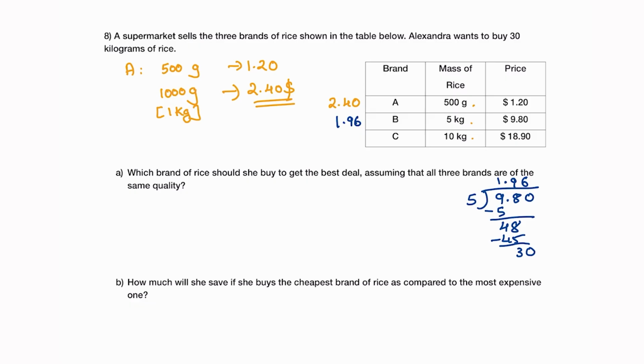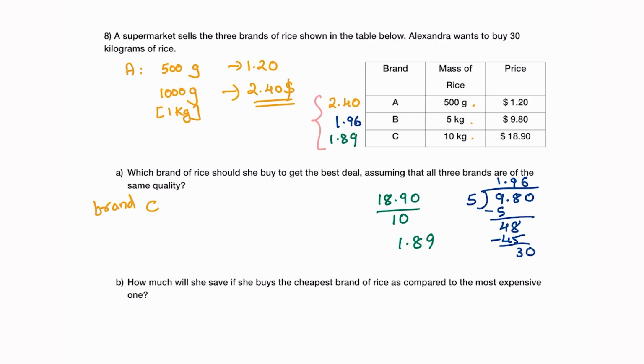I'm not writing my units there because we know we have found for 1 kg there, okay? And then finally, we have brand C, that's 10 kgs. It's a simple division, 18.90 divided by 10. So when you divide, you shift your decimal, right? To the right or left. You shift your decimal to the left. So this becomes 1.89. So this is $1.89 per kg. Now, tell me which one is the cheapest. You have to compare these 3. Of course, C is the cheapest. So which brand? Brand C.